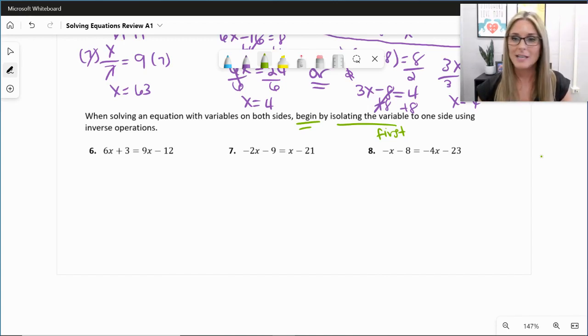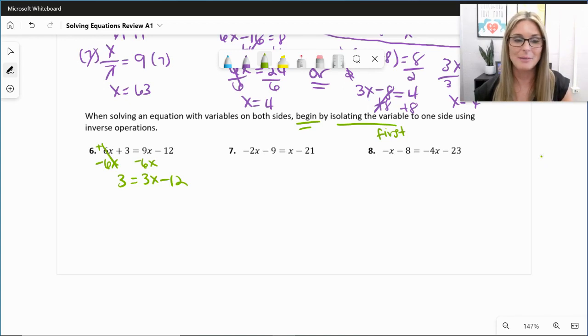So 6x is definitely smaller. So let's subtract that away because it's positive 6x. And I'm subtracting on both sides, that's the subtraction property of equality. I'm going to subtract it from 9x on the right side because those are going to be my like terms that I can combine. We're left with 3 equals 9x minus 6x gives me 3x minus 12.